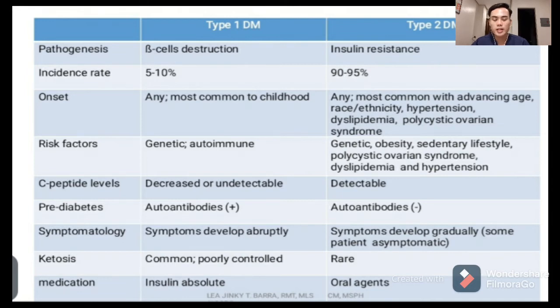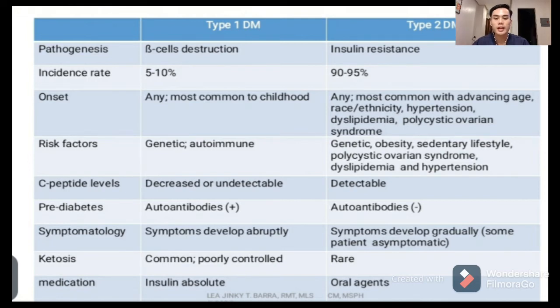So for the pathogenesis, in type 1 there is beta cell destruction. So this is the impaired insulin secretion because your beta cells in the pancreas are destroyed. And what causes the destruction is autoantibodies. So this is autoimmune. While in type 2, your insulin production is normal, the beta cells are okay, but the cells are resistant. So that's the major difference.